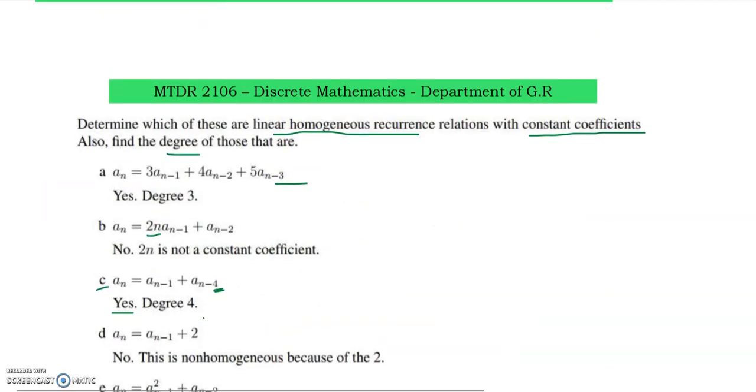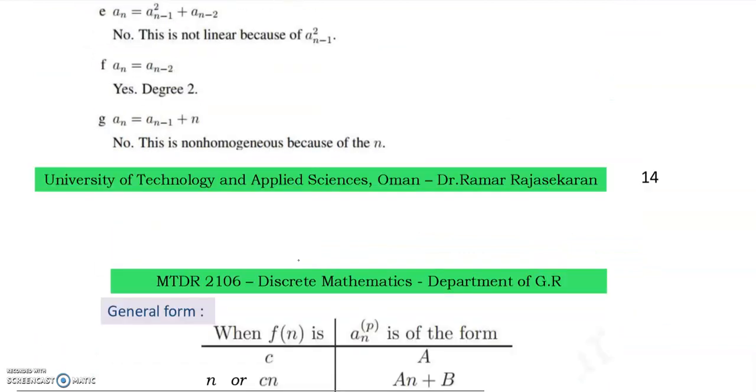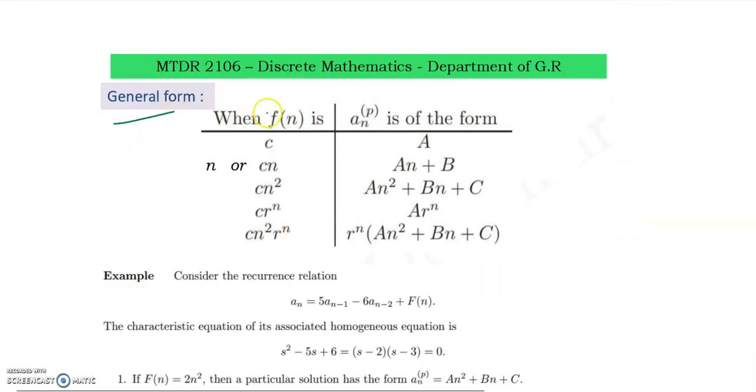Now you see here, in the non-homogeneous general form we have f(n). For f(n), we have to find the particular solution. How to find the particular solution? How to write the form of the particular solution? Then we have to find the particular solution also. What is the general form of that f(n)? f(n) is given as any one of these in the question.